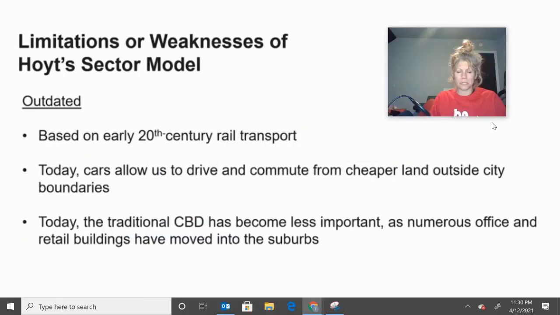Now let's look at some of the limitations or weaknesses with the Hoyt sector. Again, it's outdated. It's based on an early 20th century railroad transportation system. So today, the problem with that is this model didn't allow for commuting, which we have today. People can go out of the city with their cars and buy cheaper land and drive into work every day. Today, the traditional central business district has become way less important. So remember in Standard 6.2 when we talked about edge cities and how we don't have to always travel to the middle of the city or a main hub to get what we need for services and products anymore, because our suburbs are building up so much.